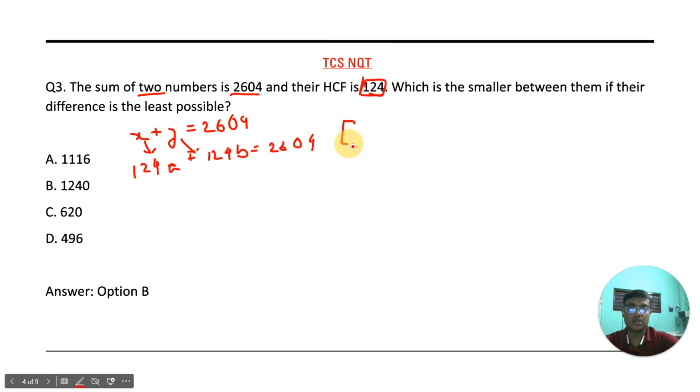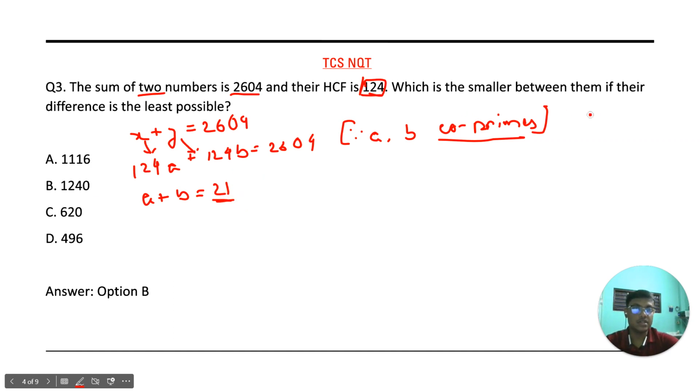So here we can assess that a and b are co-primes. As we are multiplying by HCF, that's why we get these two numbers as co-primes. Now we can get a plus b is equivalent to 2604 by 124, which comes out to be 21. So the co-primes of the required numbers have a sum of 21 between them.